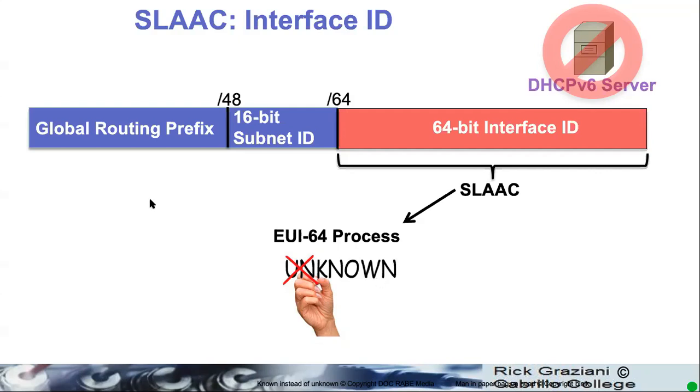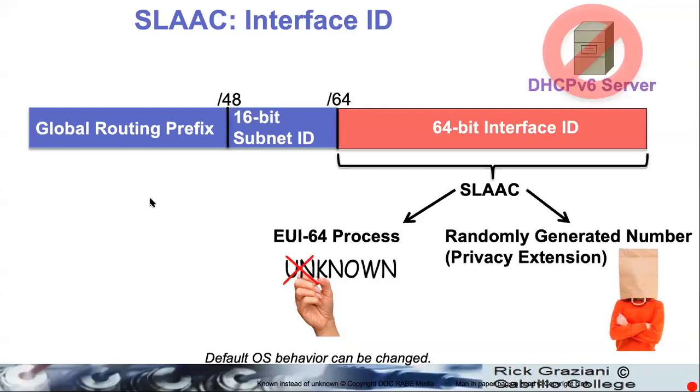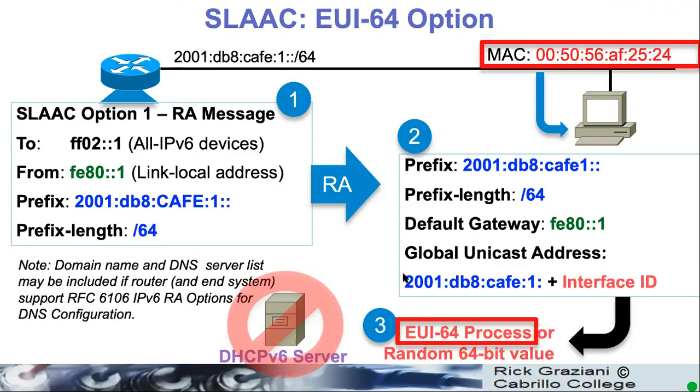Another way that we can do it is to use a randomly generated number known as the privacy extension. By the way, different host operating systems will by default do things using either one, but can be modified. I'm going to show you how to modify that on various operating systems. Okay, so let's look at the EUI 64 process.